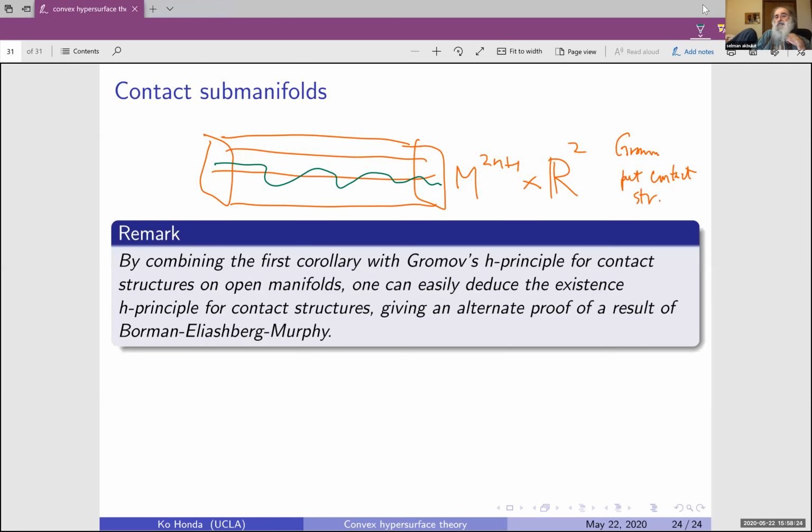Can you repeat the last thing you said? The last? No, you crossed. Oh, are you talking about this, the contact sub? Oh, how do you get a contact manifold, right?